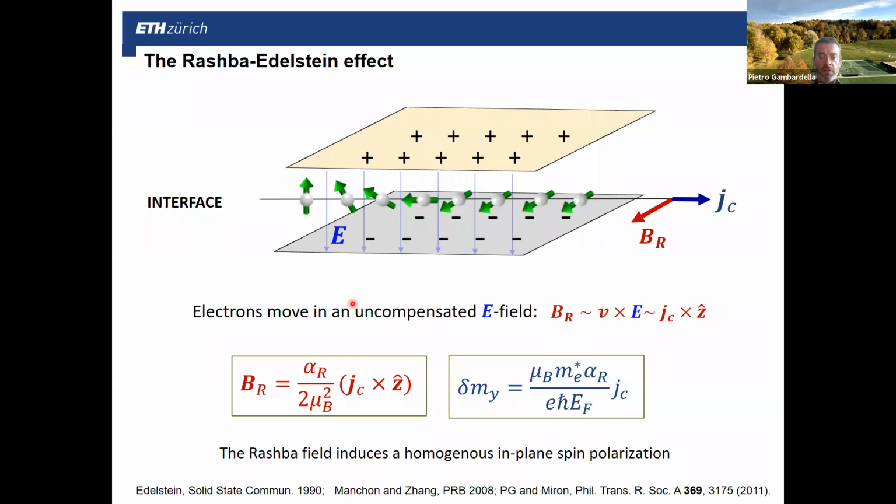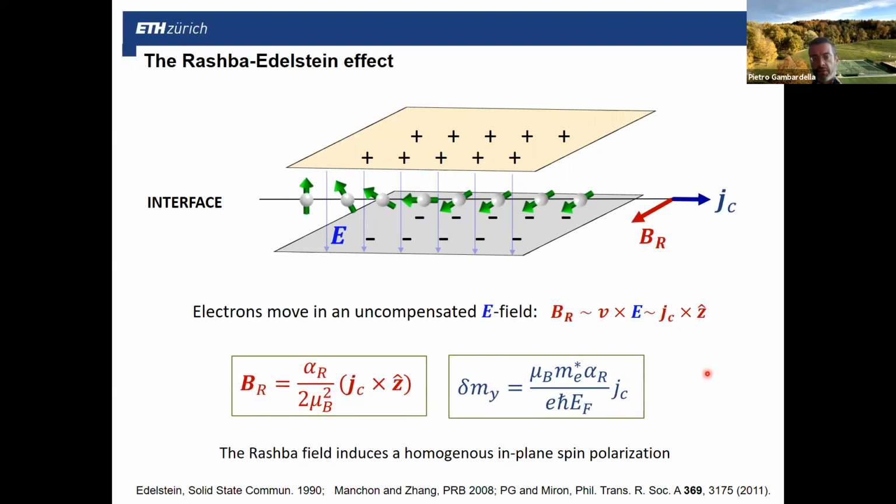And this so-called Rashba magnetic field is proportional to the current, and also to a material constant, which is here the Rashba constant, that basically tells us how strong this electric field is, and how strong spin-orbit coupling is in such a system. And then, due to this effective magnetic field, one can have a non-equilibrium spin polarization that is essentially proportional to the current itself.